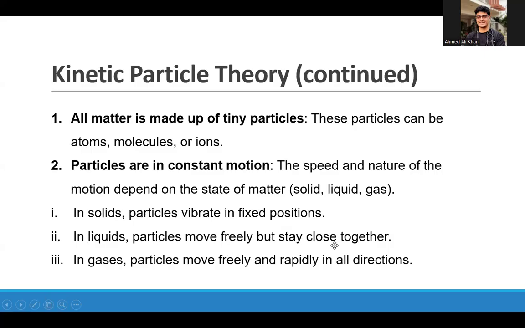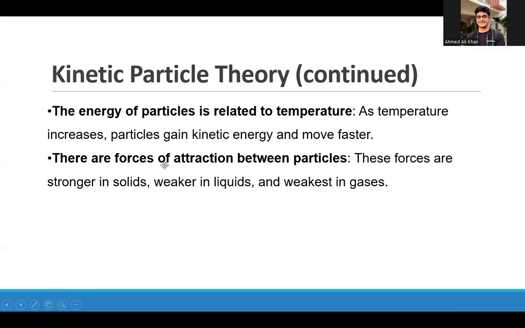In liquids, particles move freely, but they stay close together. And in gases, the particles are so far apart that they can move freely and rapidly in all directions at very high speeds. Another point of kinetic particle theory is that the energy of the particles is related to the temperature. As the temperature rises, the particles gain kinetic energy and start moving faster. We will go over this in detail in the next slide.